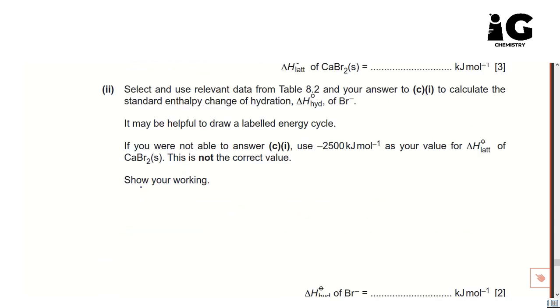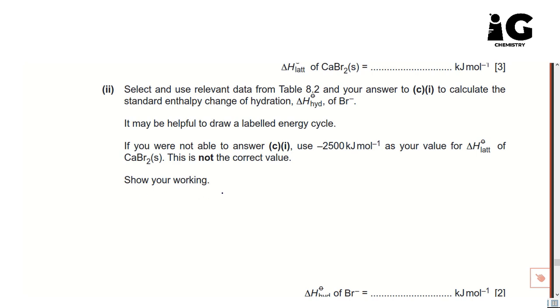Okay, part double I: select and use relevant data from table 8.2 and your answer to CI to calculate the standard enthalpy change of hydration of bromide ion. It may be helpful to draw a labeled energy cycle. If you were not able to answer CI, use negative 2500 kilojoule mole negative 1 as your value for the standard enthalpy change of lattice energy of calcium bromide. This is not the correct value.